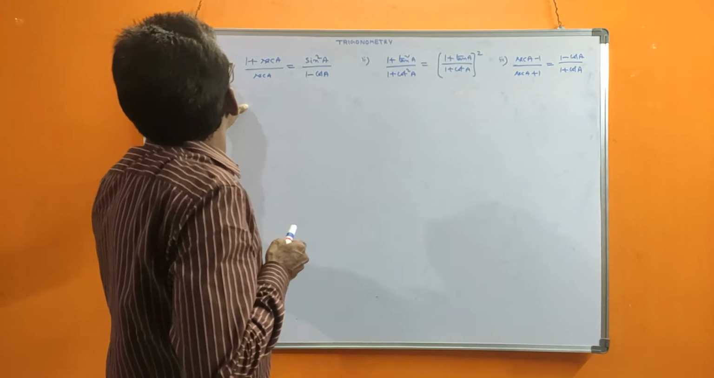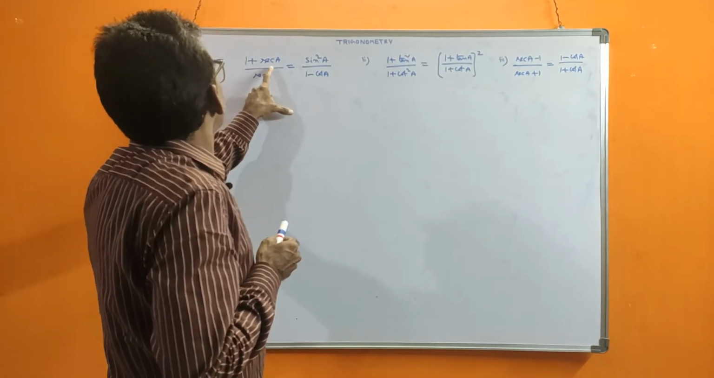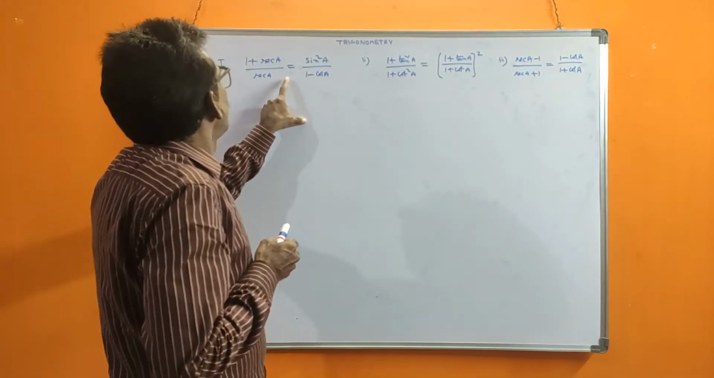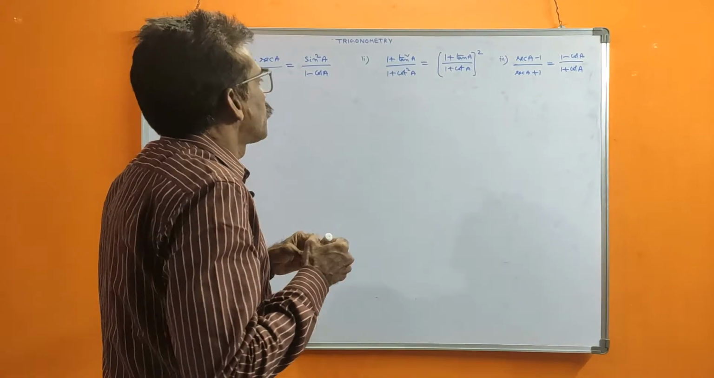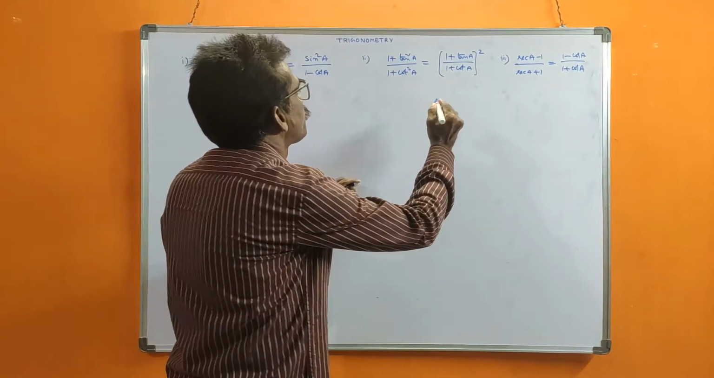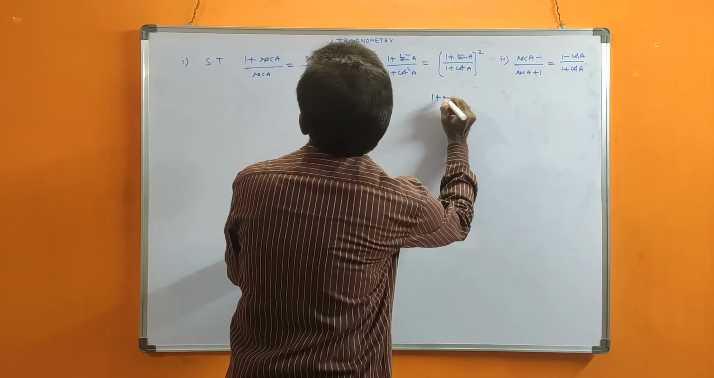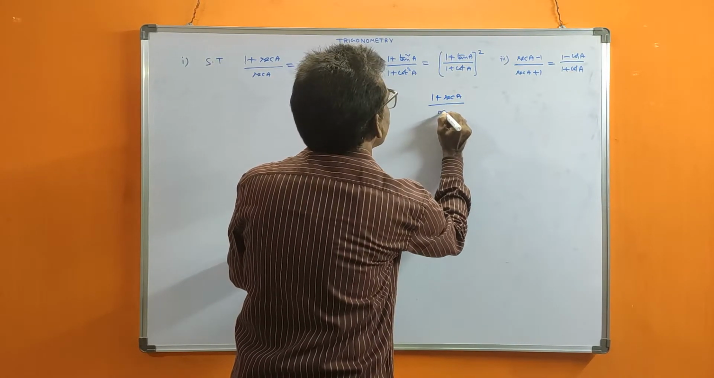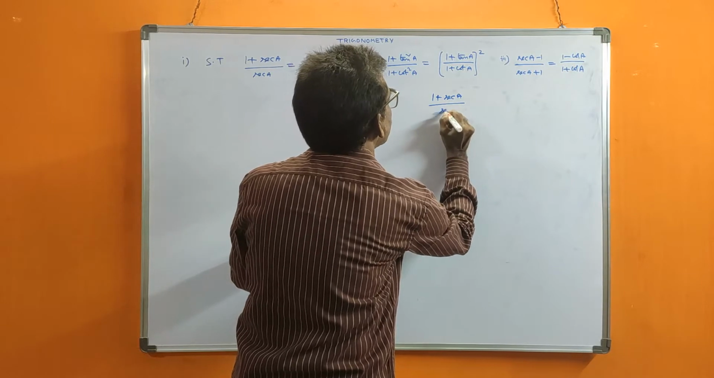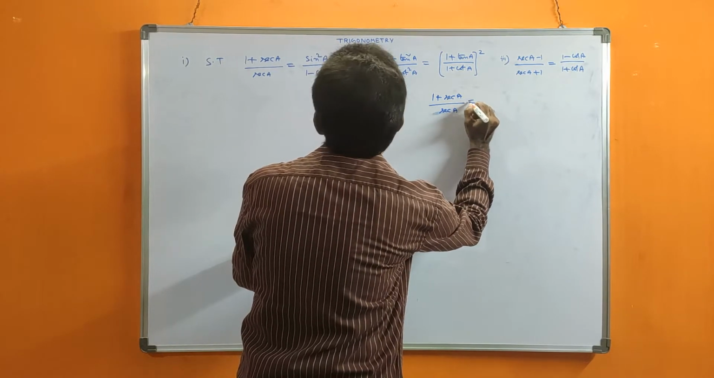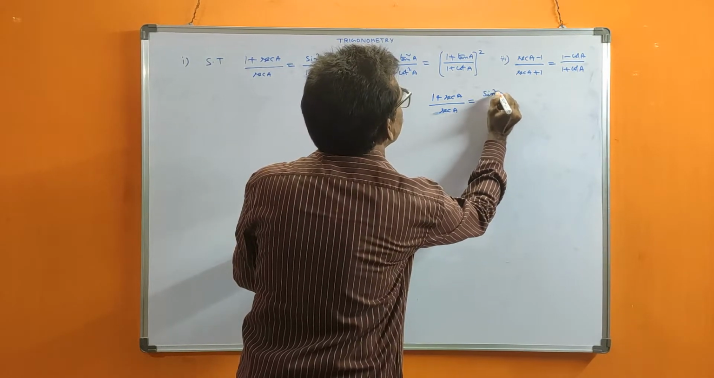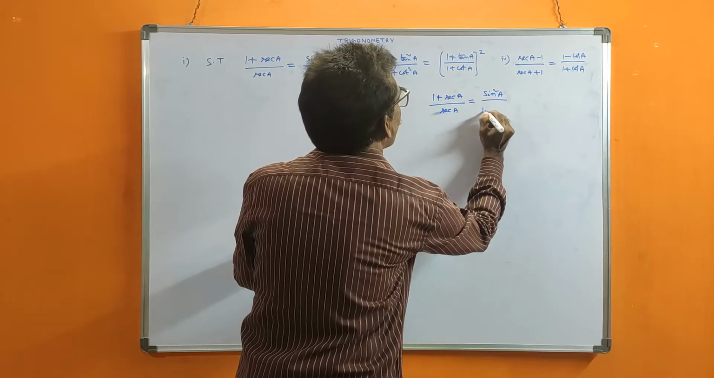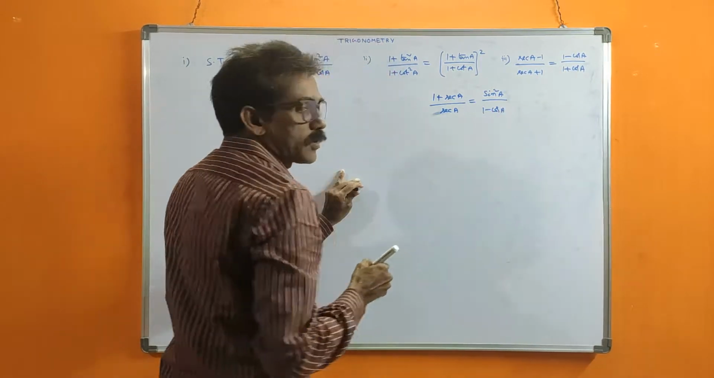Show that the first problem is (1 plus secant a) by secant a is equal to sin square a by 1 minus cos a. So, the problem is (1 plus secant a) by secant a is equal to sin square a by 1 minus cos a. This is the given problem.